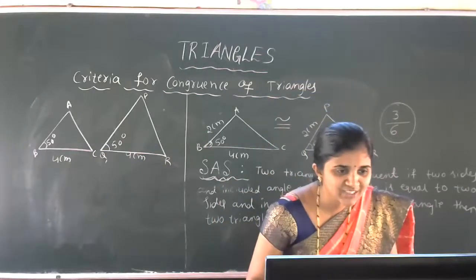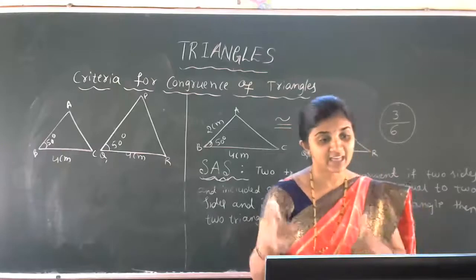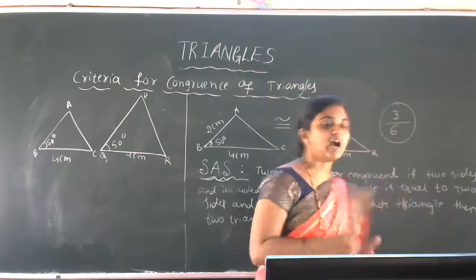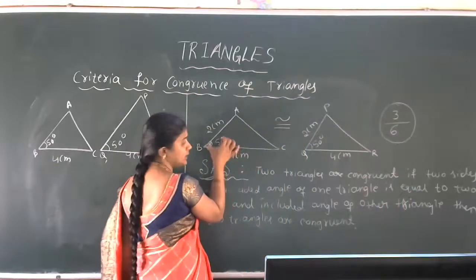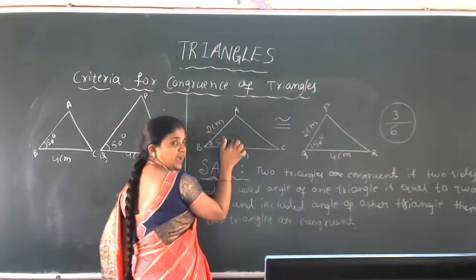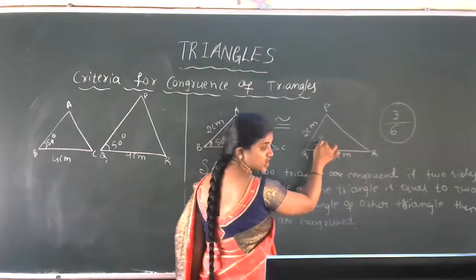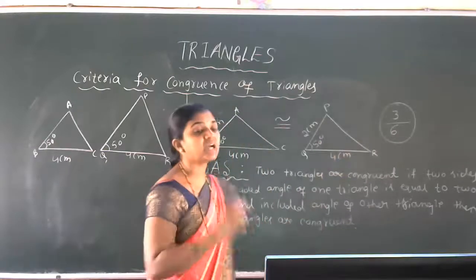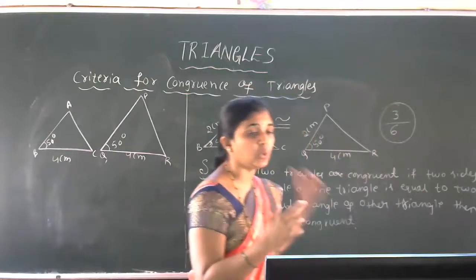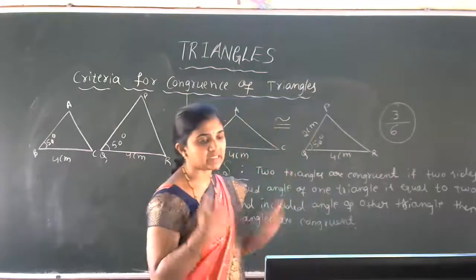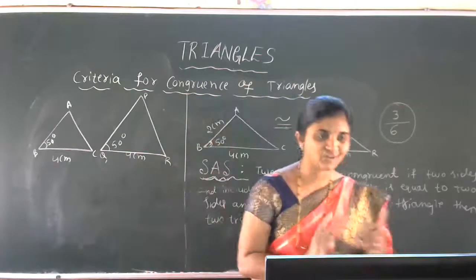Is that clear, students? Got the idea of the first congruency criteria? SAS means two sides and included angle of this triangle is equal to two sides and included angle of this triangle. Then the two triangles are said to be congruent to each other according to SAS congruency rule. Is that clear, students?